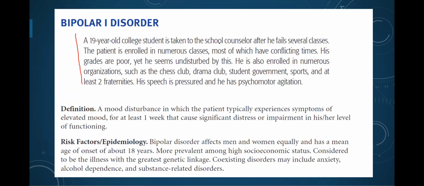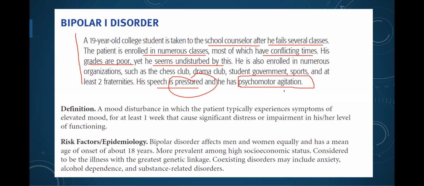A 19-year-old college student is taken to the school counselor after he fails several classes. The patient is enrolled in numerous classes, most of which have conflicting times. Grades are poor, yet he seems undisturbed by this. He also enrolled in numerous organizations like chess club, drama club, student government, sports, and lists two fraternities. Speech is pressured and he has psychomotor agitation. What do you think this patient is having?